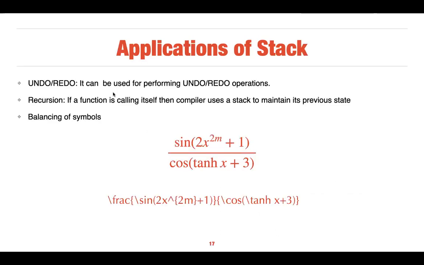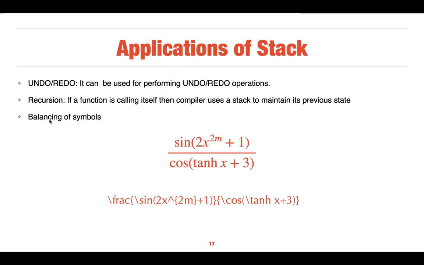Another application we can say is recursion. So recursion is what? When a function is calling itself, then we call it recursion. A function is calling itself multiple times. So the compiler uses a stack to maintain the previous state of the function, because it is calling itself and changing the values or states. To maintain the previous states, it uses a stack so that it can backtrace the function.